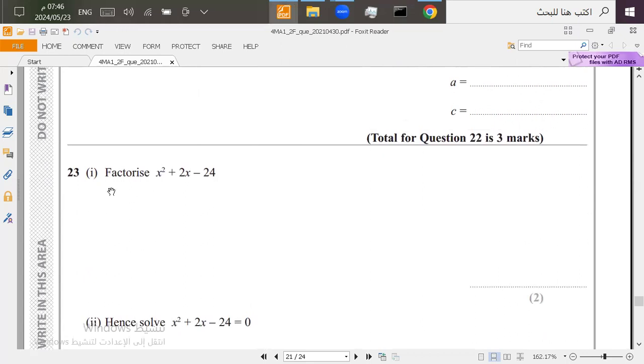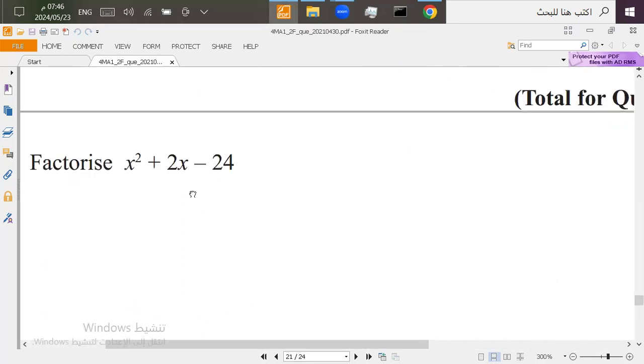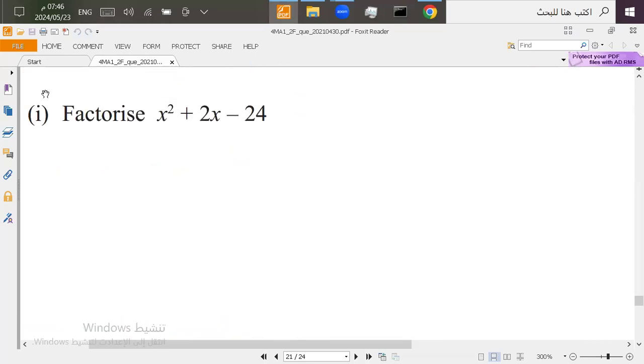Question 23, a. Factorize. So here in factorizing, it means we're going to use the double brackets method. The double brackets method means open two brackets here because we have a quadratic expression. The first bracket will have x like this, and then close it, and then the second one, x, same idea, and then close it.